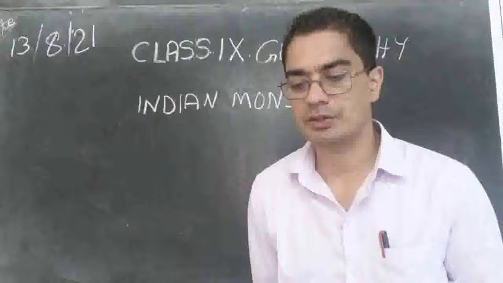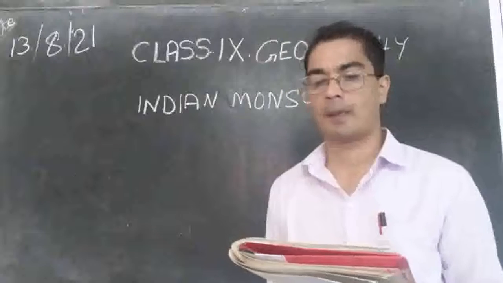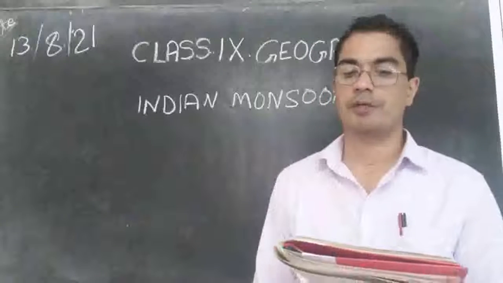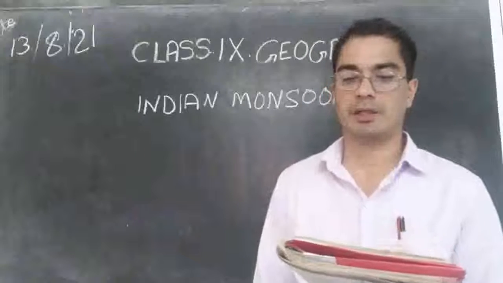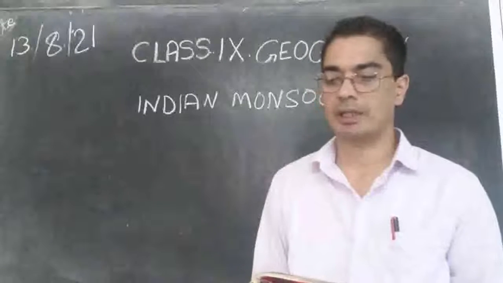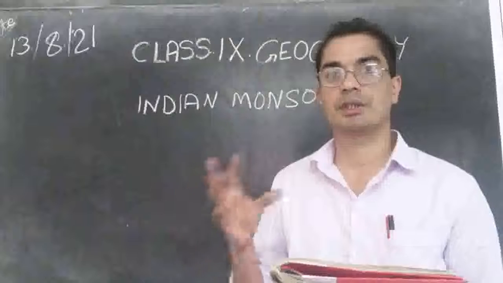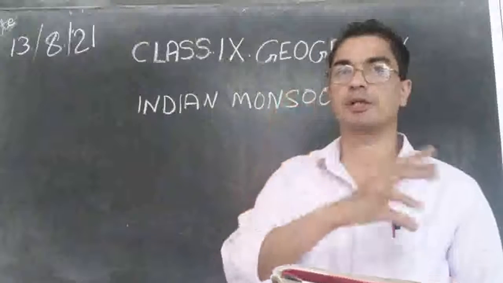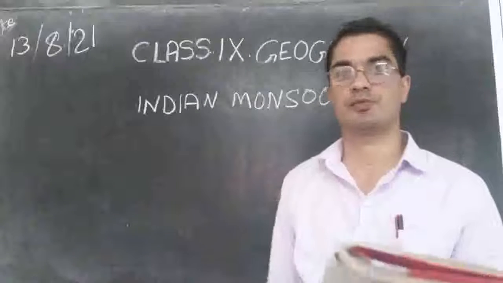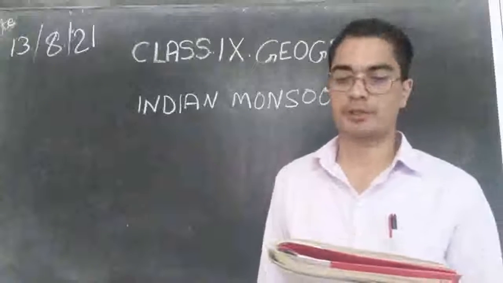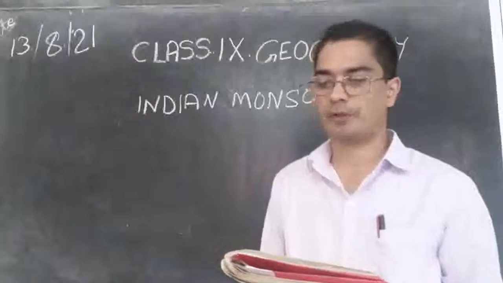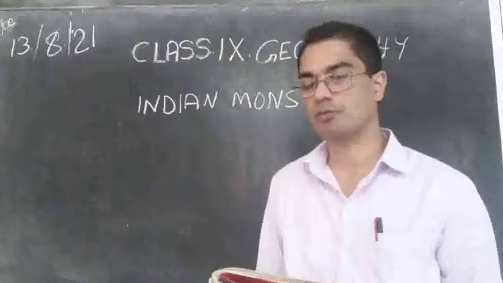Then the difference in pressure over Tahiti, that is in the Pacific Ocean, and Darwin in northern Australia, that is in the Indian Ocean. So we spoke about these two spots, one spot in the Pacific Ocean, another spot in the Indian Ocean, where they experience high pressure and low pressure. So these two points are computed to predict the intensity of the monsoon.